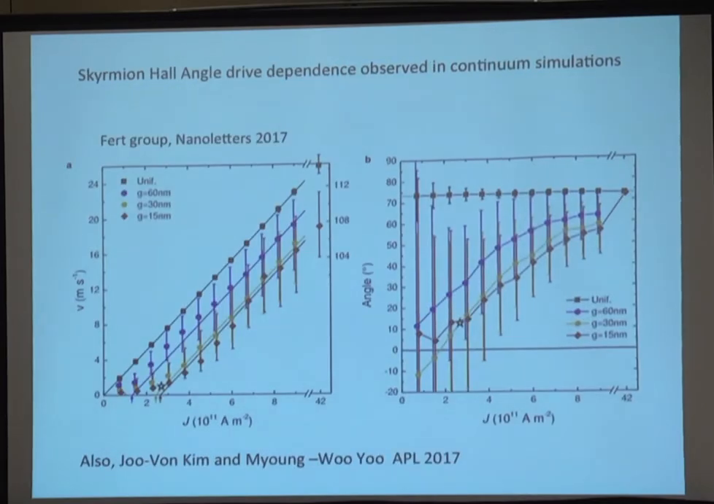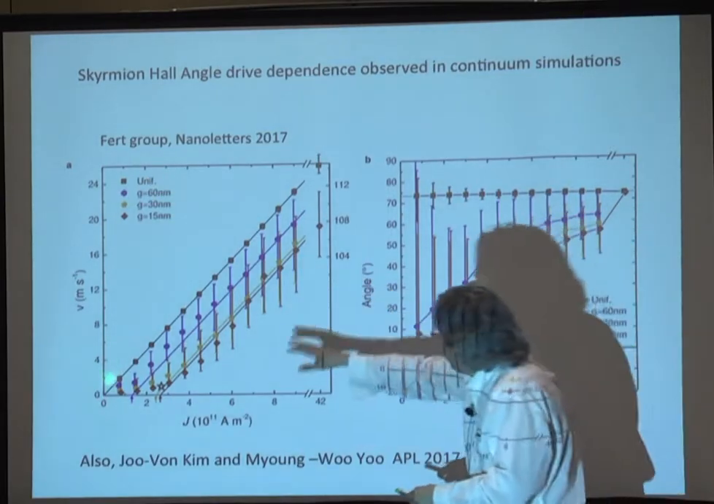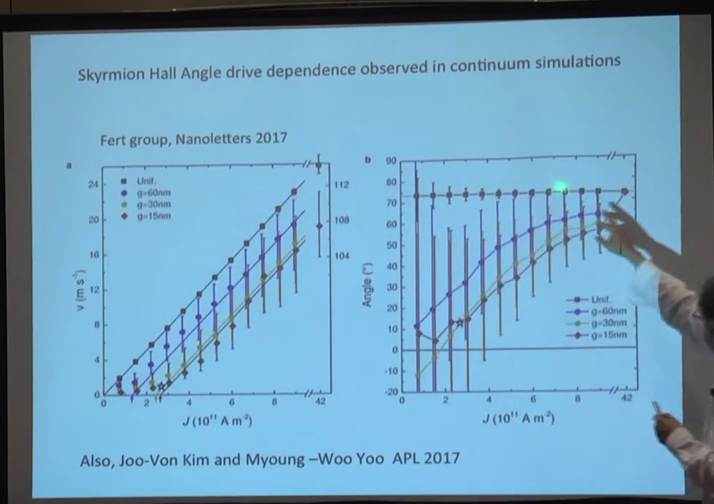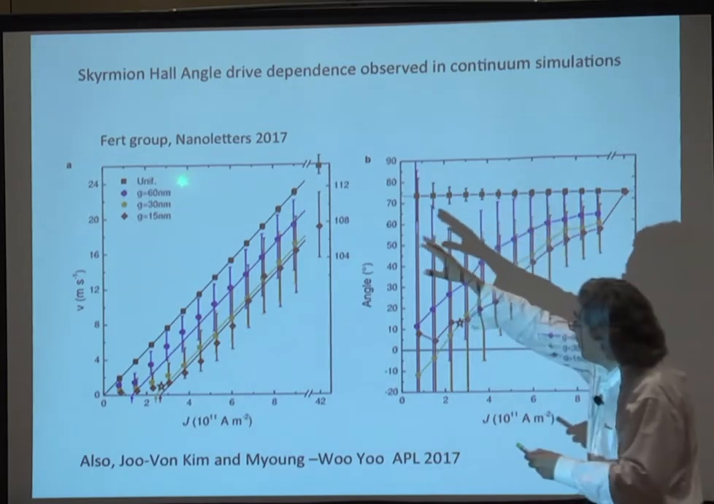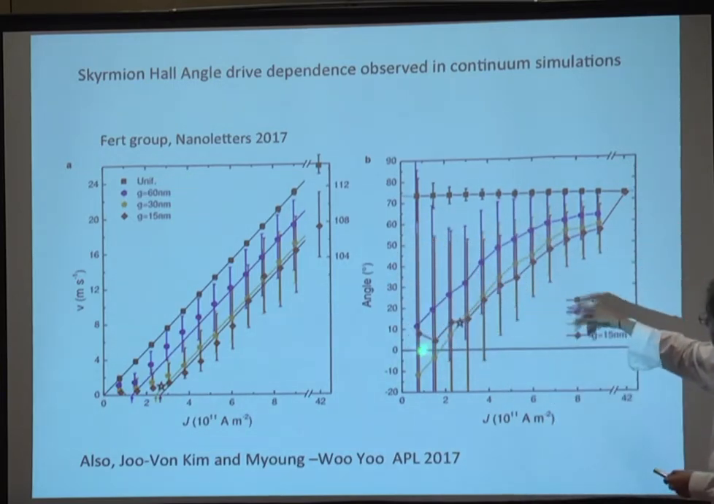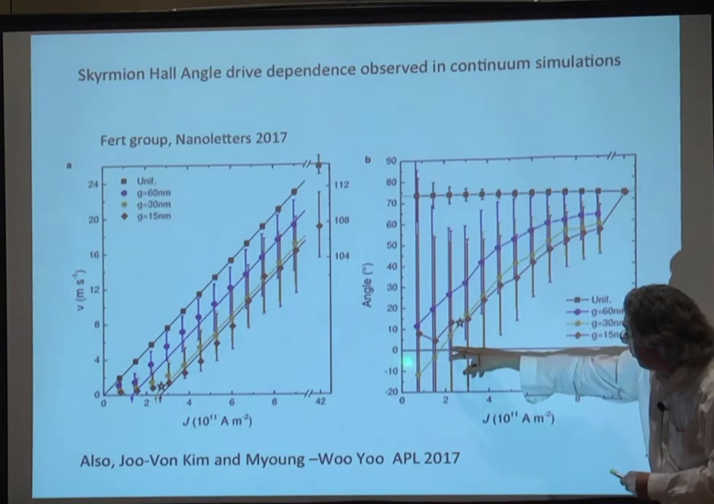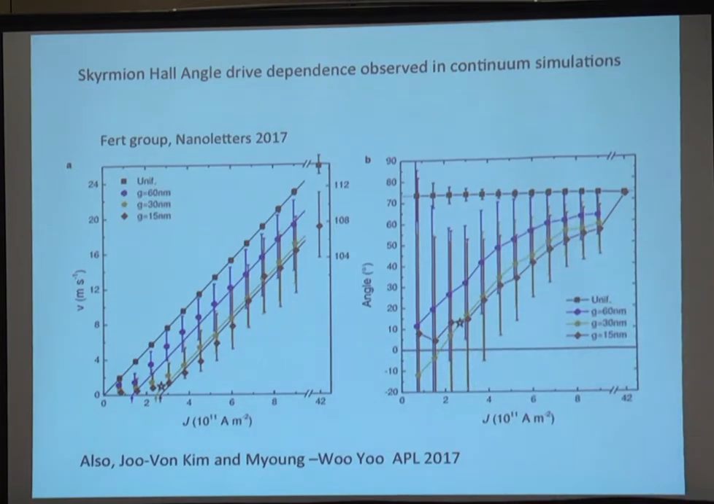That was particle-based simulation, but some other groups have done continuum-based simulation. So here's Paris. This is skyrmion velocity versus drive. What they do is change the system, which has these grains, and they find that if it's uniform, there's no pinning at all, and you have an intrinsic Hall angle of about 75 degrees. You start changing the grain size, you increase the pinning, and then you start off from the lowest skyrmion Hall angle and gradually saturate to the intrinsic value of the skyrmion.